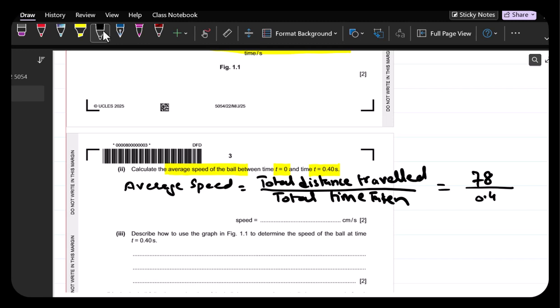78 divided by 0.4, I am getting 195. So be very careful that it is in centimeter per second, so no need to convert the units.